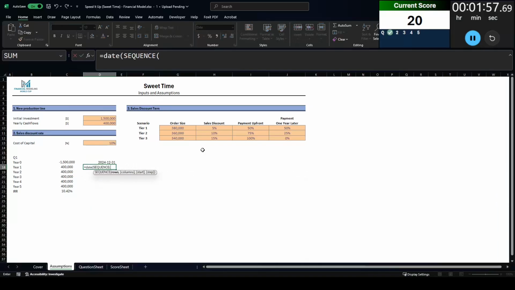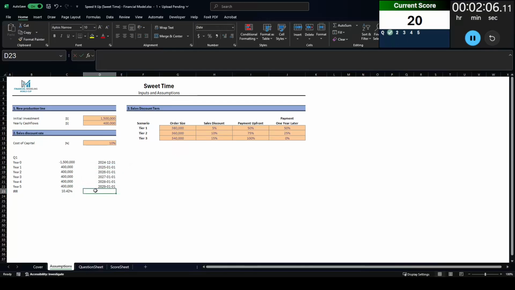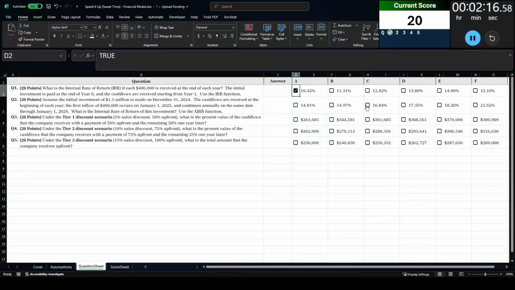So the way I'm going to do that is 5 rows starting at 2025, January 1st. There we go. Now I'm going to use the XIRR function here. So those are the cash values. These are the dates that correspond. Set this as a percentage. I get 16.84. There we go.